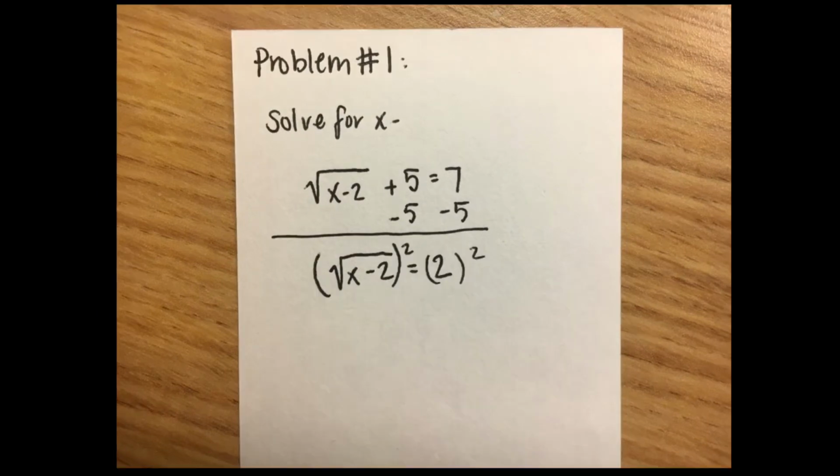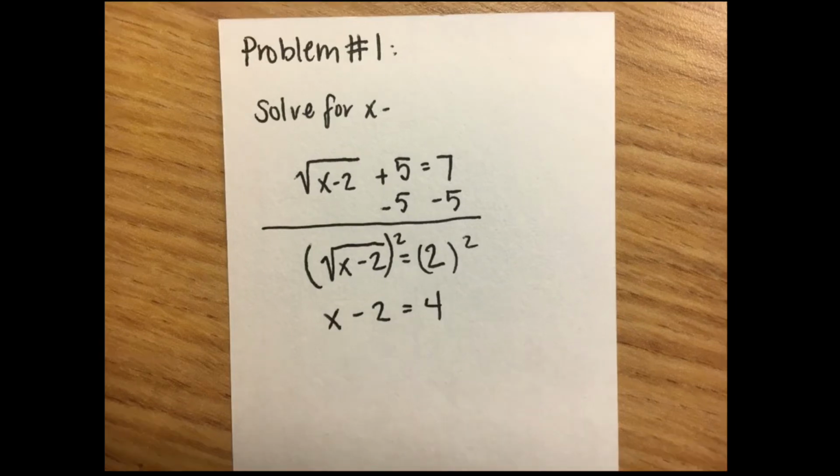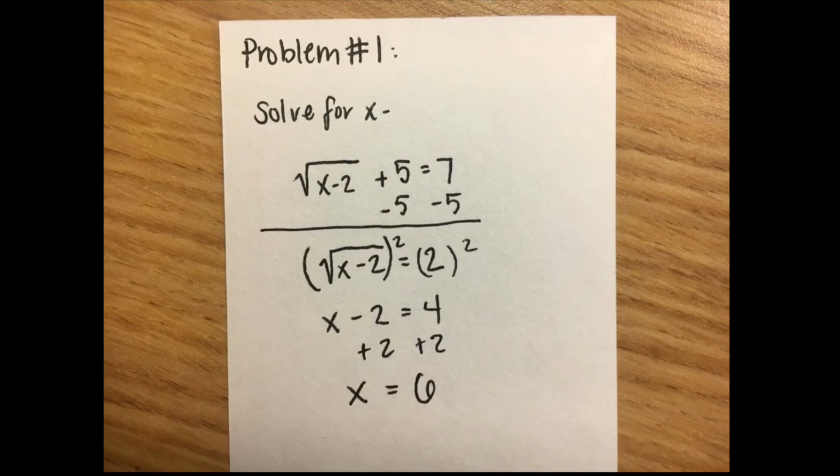Going back to where they made their mistake, the correct thing they should have done would be to square both sides, giving us x minus 2 equals 4, and then adding the 2 to the other side to get an answer of x equals 6.